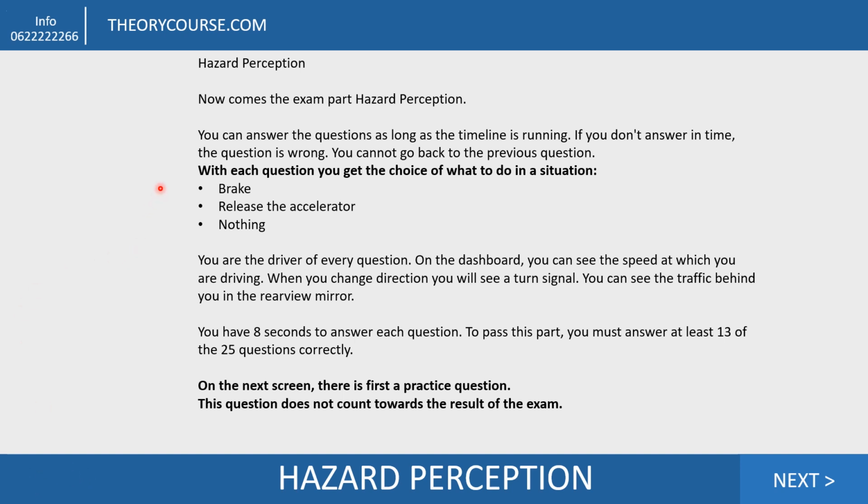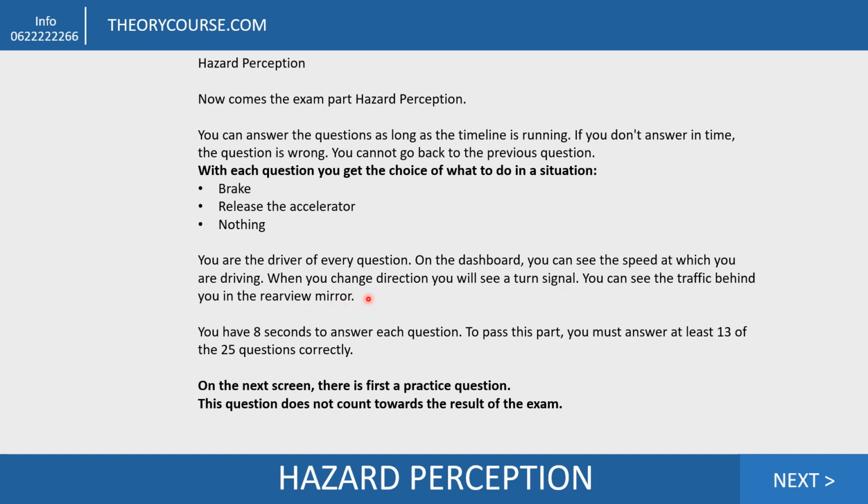Okay, with each question you get the choice of what to do in a situation. And those answers are always the same. Brake, release the accelerator or do nothing. You are the driver of every question. On the dashboard you can see the speed at which you are driving. And when you change direction you will see a turn signal and you can see the traffic behind you in the rear view mirror.